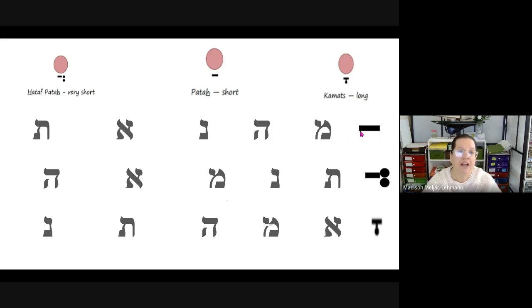So if we had our patak here, we'd have ma. If we had our hataf patak, that'd be ta. And if we have our aleph here and we had the kamatz ah, it'd be ah. So again, these are vowels and you can continue to practice, but at this level, if you get the ah sound, you've met the requirement.